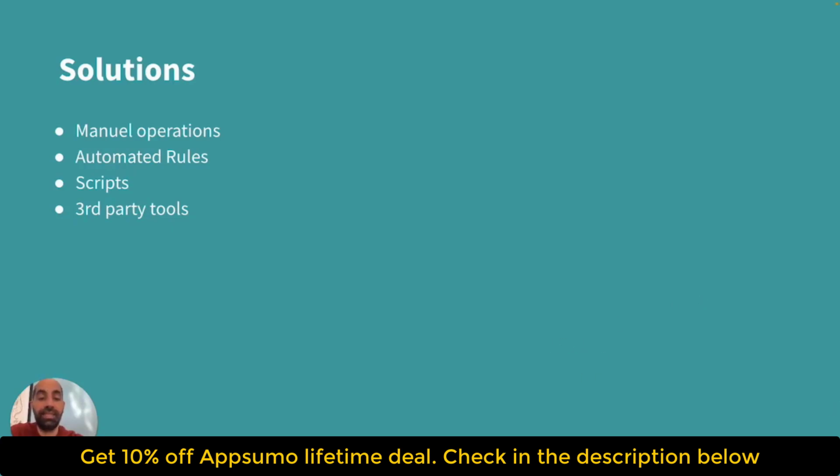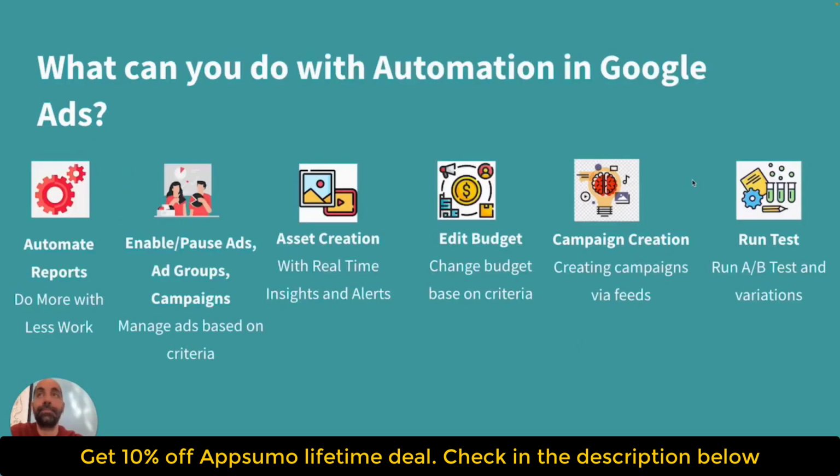So what can you do with automation? You can automate reports, you can create assets and campaigns, you can manage ads based on criteria you define, and you can run tests or edit budget. Of course, we are not limited to these solutions. These are just the common ways of using automation.